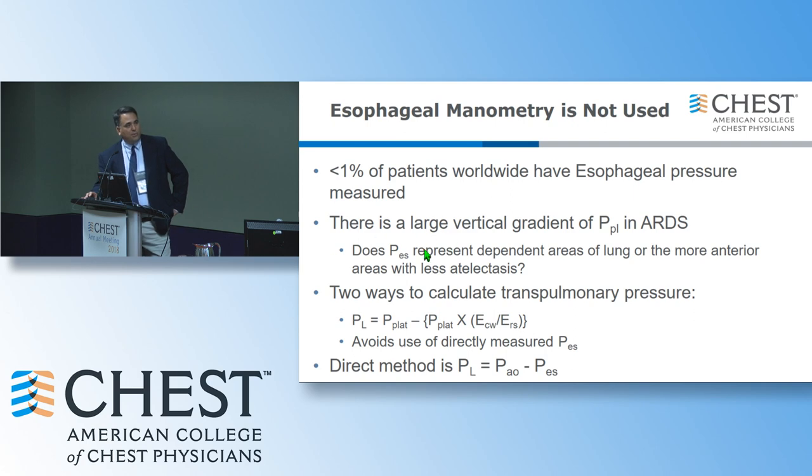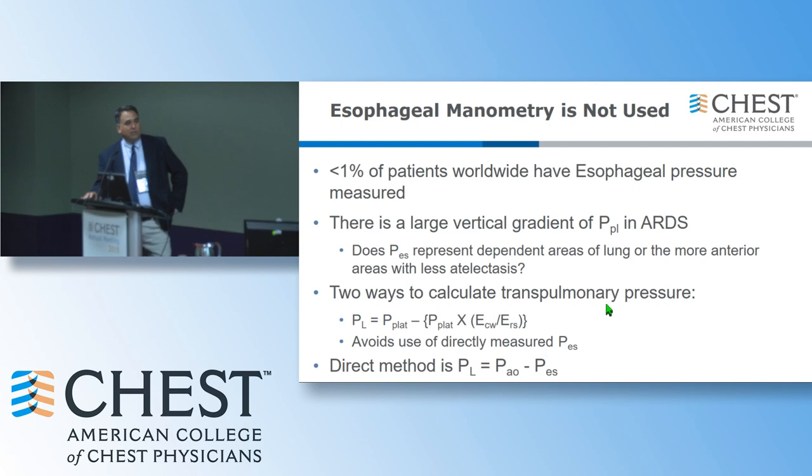But the biggest reason is that there's arguments over whether or not the esophageal pressure is actually representative of what's going on in the pleural space. And it turns out that in ARDS, there's a very large vertical gradient from the base of the lung to the apex of the lung in the pleural pressure. So does this esophageal pressure represent dependent areas of the lung or the more anterior areas with less atelectasis? Does it represent that or the baby lung?